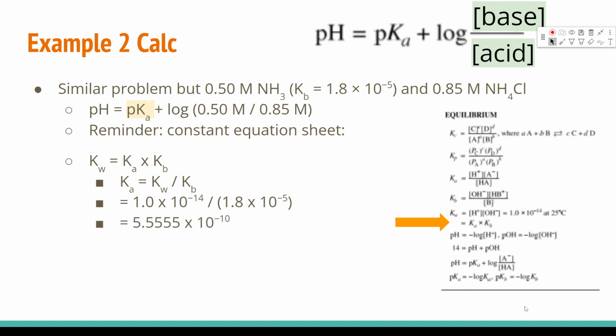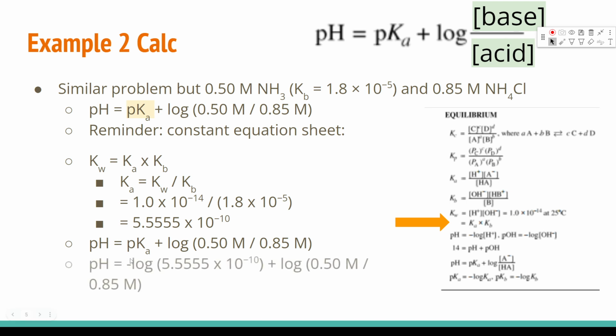So then I go back to the HH equation. I'm going to plug in pKa, so negative log of this number, and then the original values that were given earlier. And so pH is that, and then we got the log of the other guy, and then we plug that into our calculator, and we got 9.02.